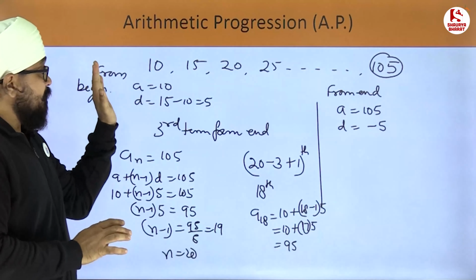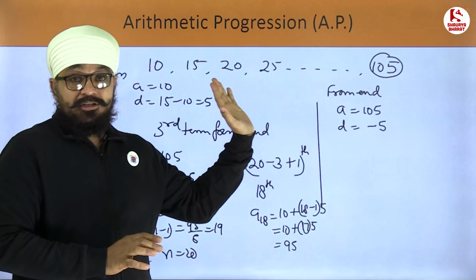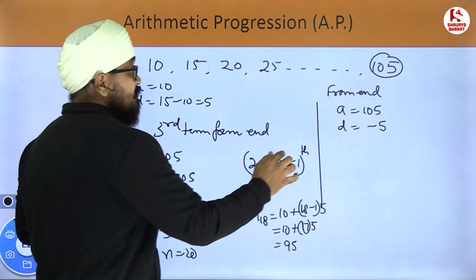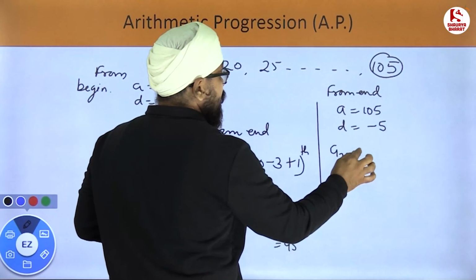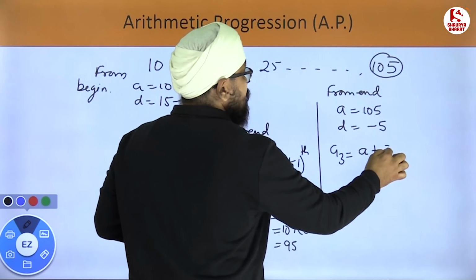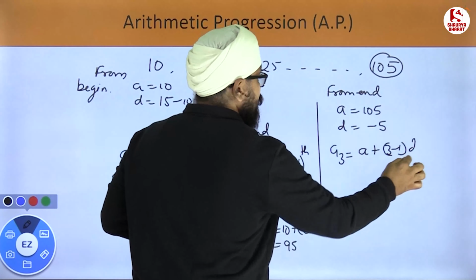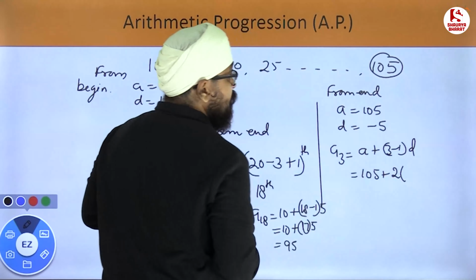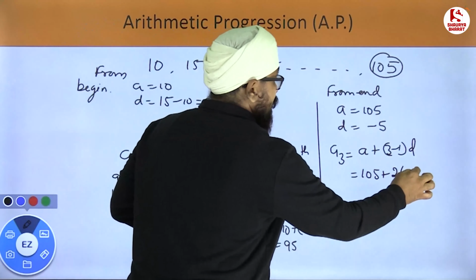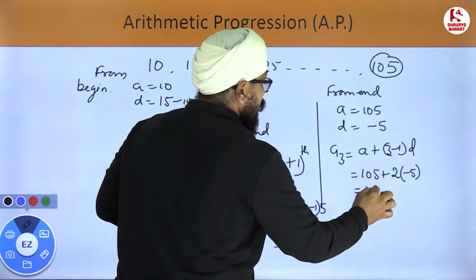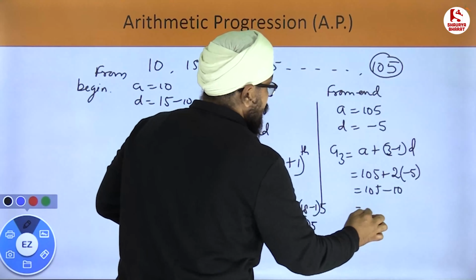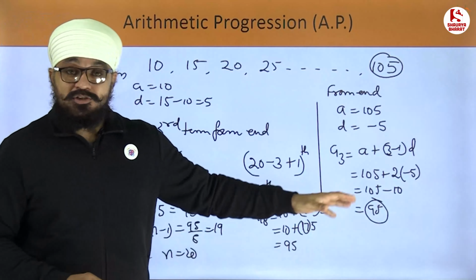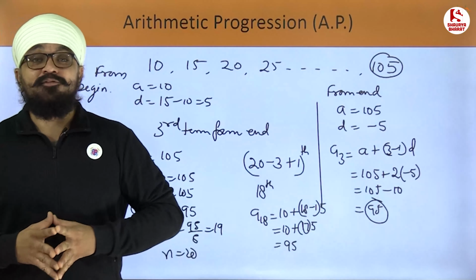Clear? Because here we can say the arithmetic progression is increasing. If I see from the end side, it will be decreasing. So, if I want to find the third term from the end, it is very simple. A plus (3 minus 1) D, which gives you 105 plus 2 times the difference, which is minus 5. That equals 105 minus 10, which gives you 95. So, no need to go for this long method. We can use the short technique to find the pth term from the end.